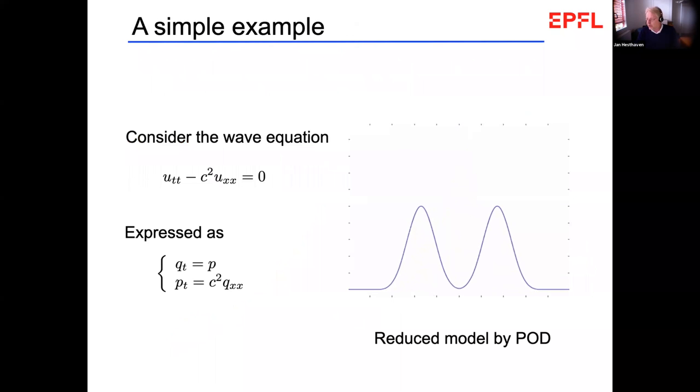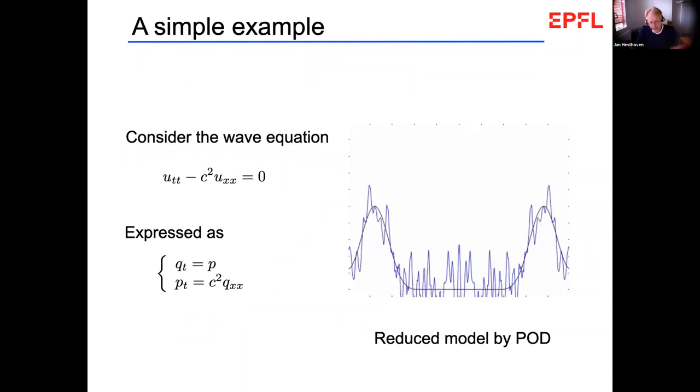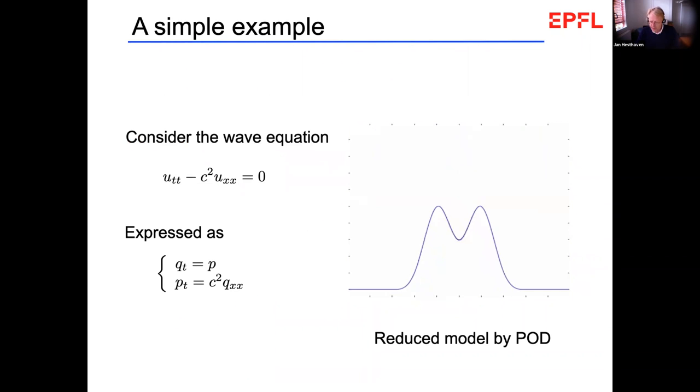So if we go ahead and do this for something as simple as the wave equation, so here's the wave equation, the accurate solver, if you will, the one that gives us the snapshots is a finite difference method in this case.